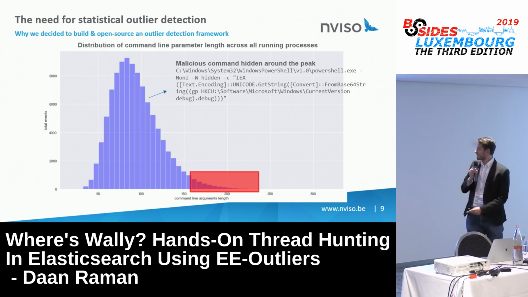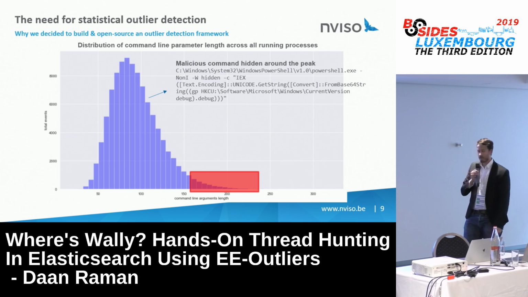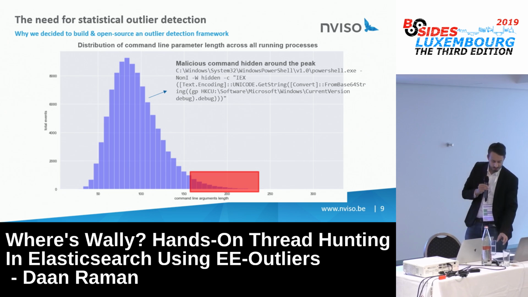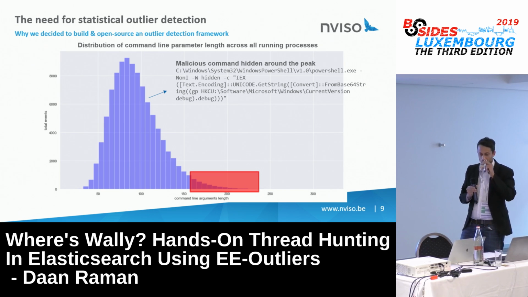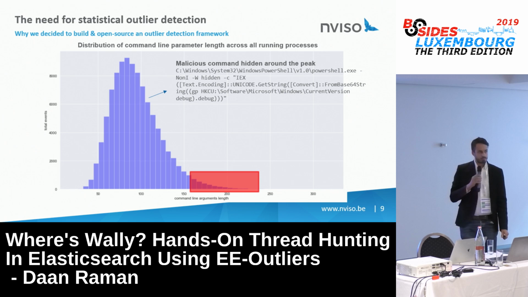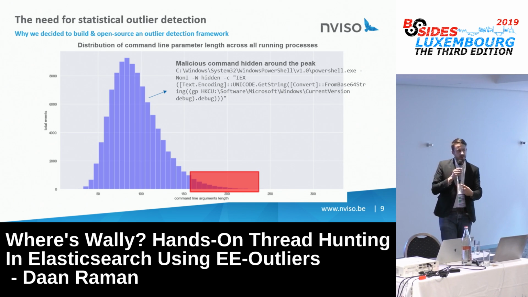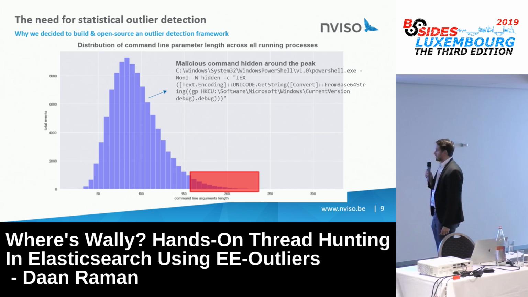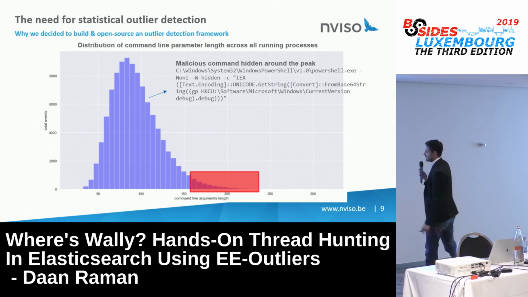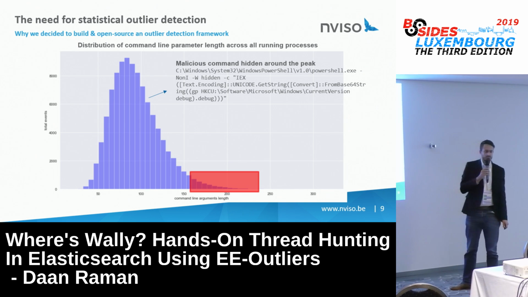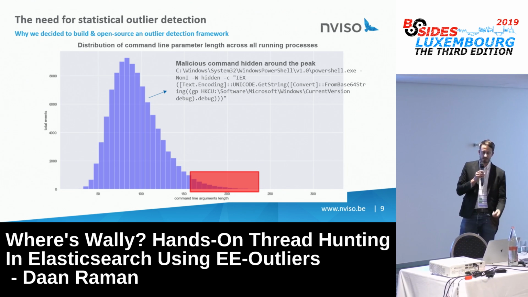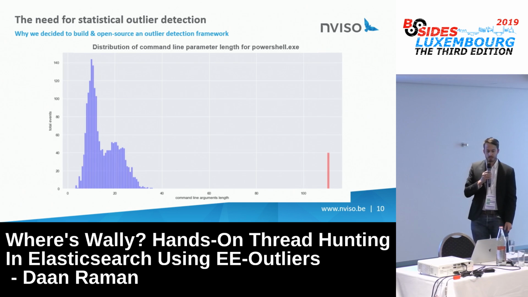In this specific case, does anyone recognize the payload, the PowerShell payload? What does it do? Small pop quiz. Yeah, exactly. This is a very standard payload that is generated by the Empire framework. So indeed, malicious PowerShell. Now, in this case, it was hidden somewhere in the middle of the distribution, together with probably hundreds of thousands or millions of different process execution events. So the analyst manually is not going to go through this.